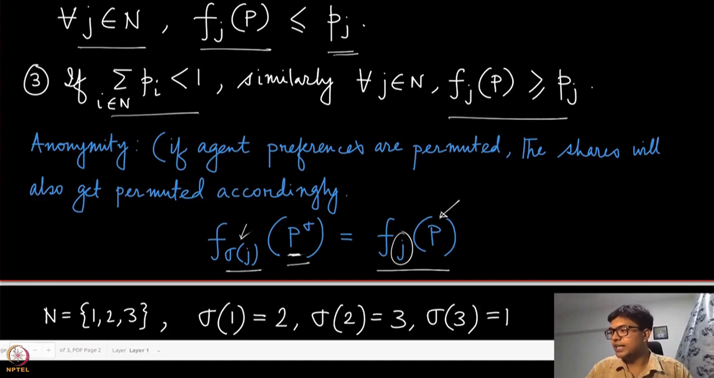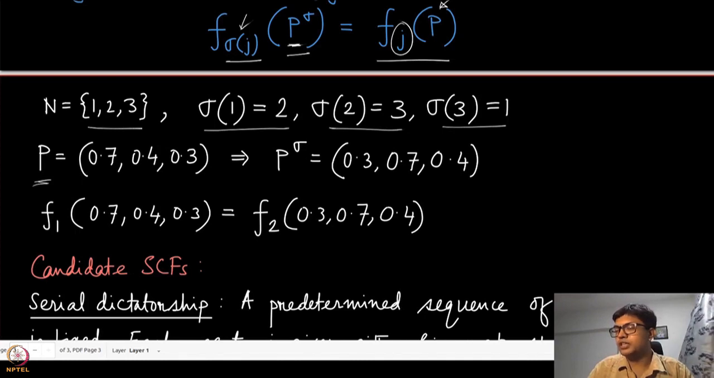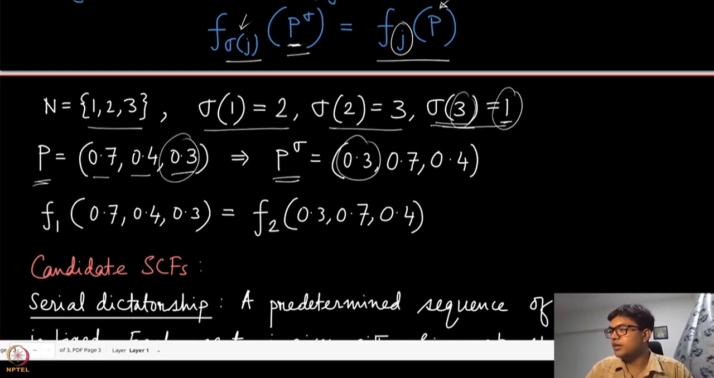It's best to take a look at an example to understand this point. Let us come here. So suppose we have three agents. After permutation, agent 1 becomes 2, 2 becomes 3, and 3 becomes 1. The original peaks were 0.7 for player 1, 0.4 for player 2, and 0.3 for player 3. And after permutation, the third agent is now the new agent 1, so agent 1's peak will be agent 3's peak in the original game, which was 0.3, and that will come here. Agent 2 is the first agent, so 0.7 will come here, and agent 3 is agent 2 in the original game, so its peak comes here.